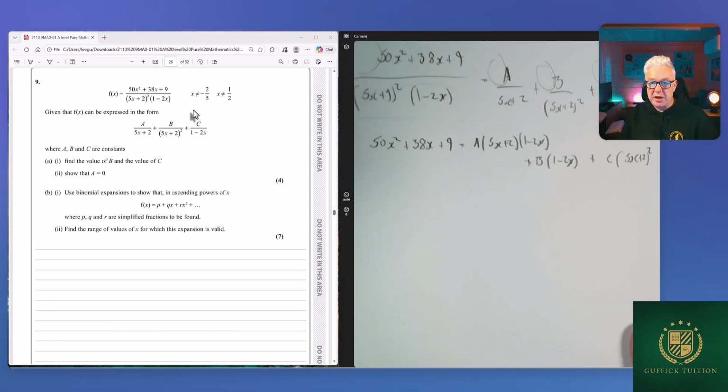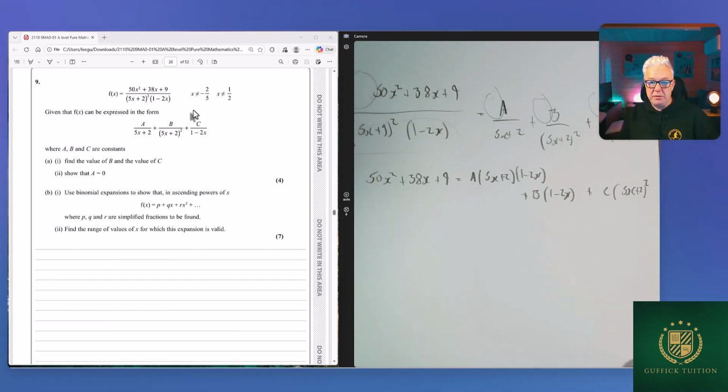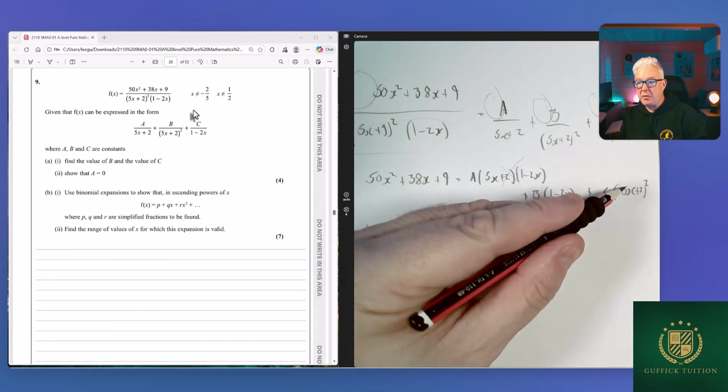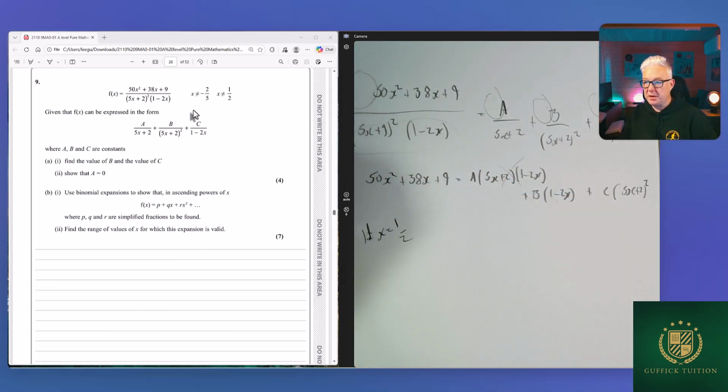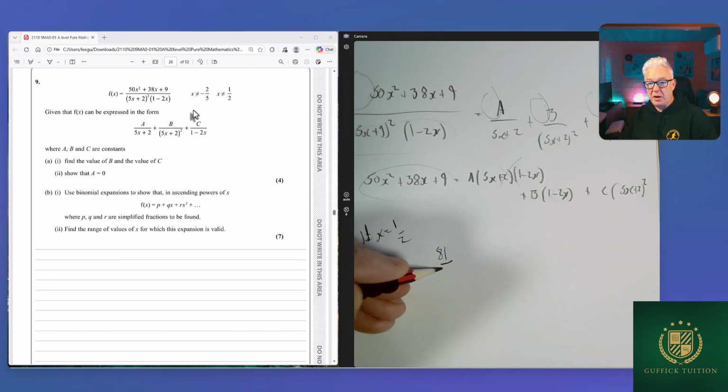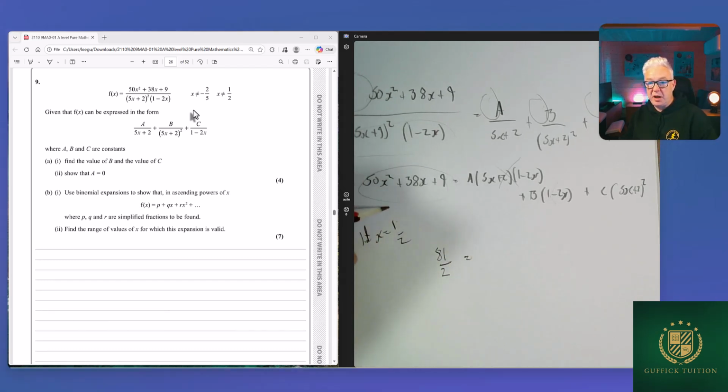Now we just need to think about our values that we're going to use for x in order to cancel some things out. Let's first of all say, let x equal a half. That's going to make this term go to 0 and this term go to 0, and we'll be able to find out what this one is. So when x is equal to half, we put a half into this expression on the left-hand side, and you should get 81 over 2.